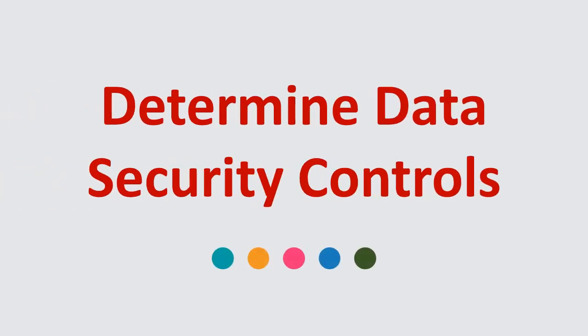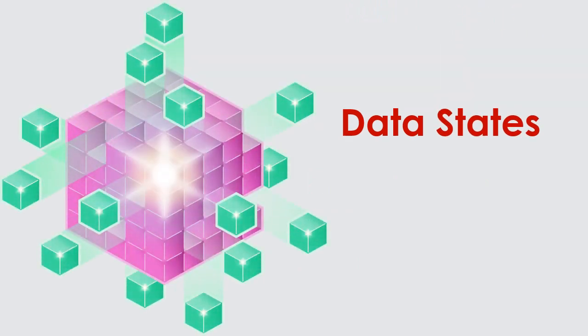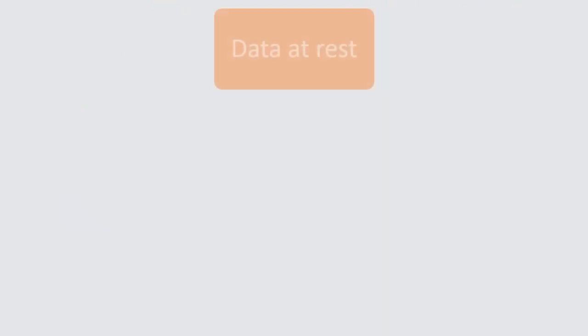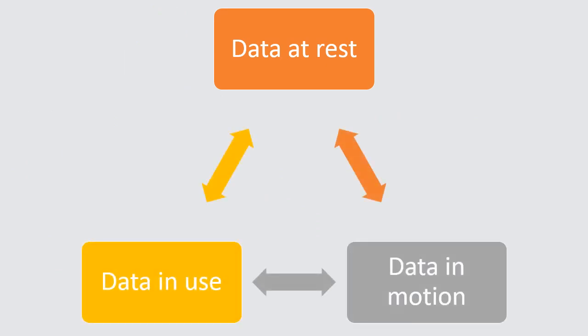Determine data security controls. Data states. There are three basic states of data: data at rest, data in motion, and data in use.